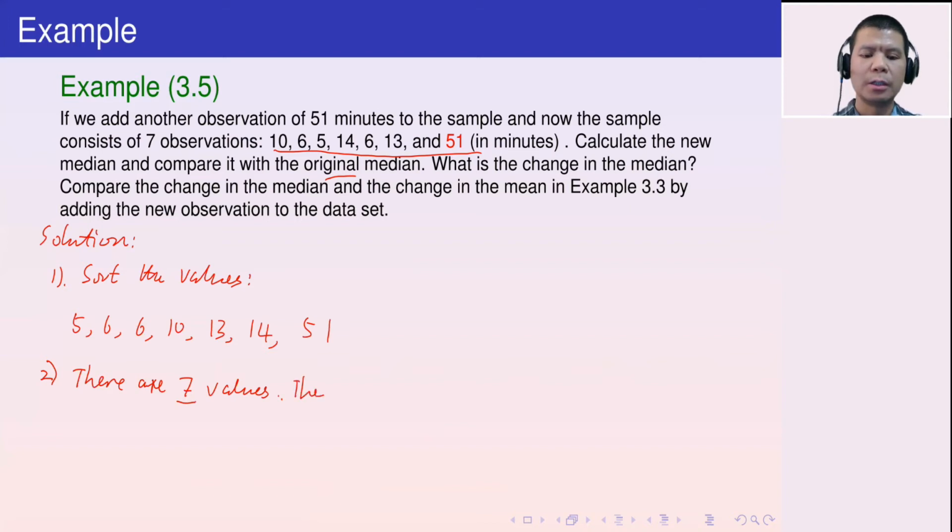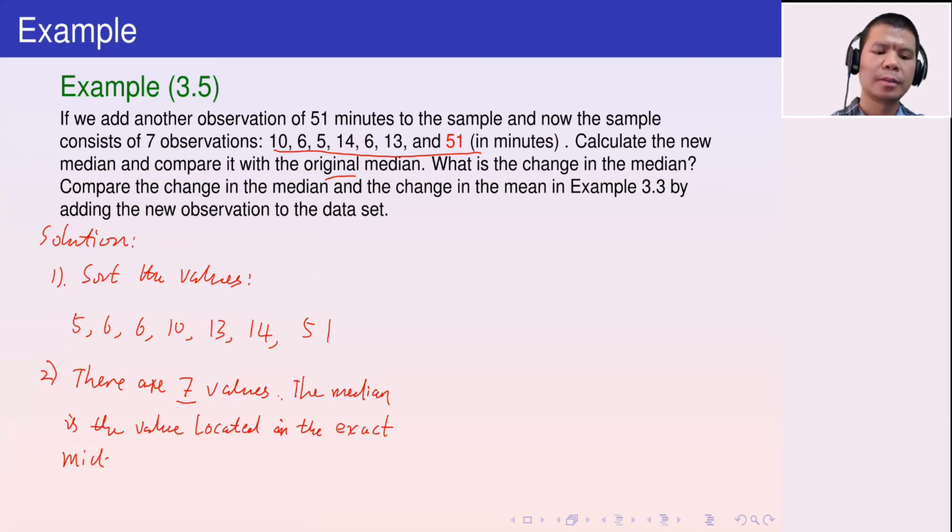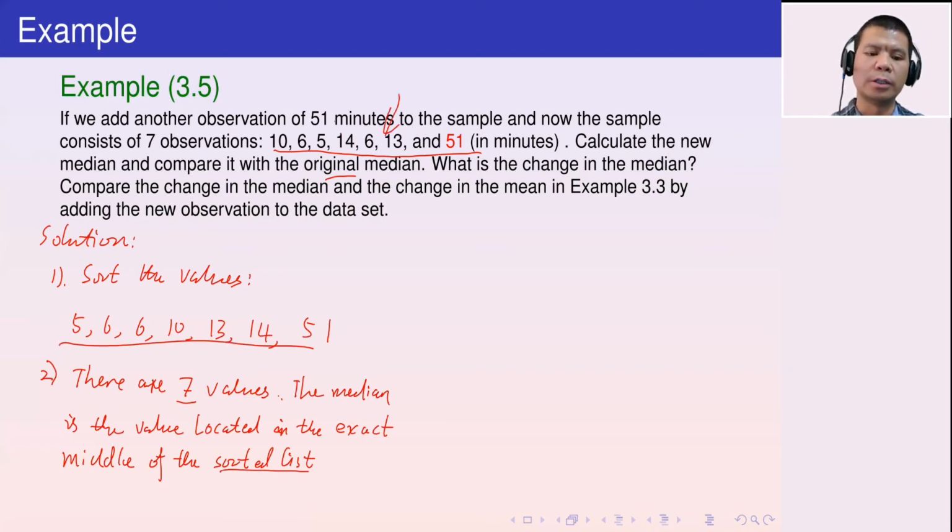The median is the value located in the exact middle of the sorted list. Be careful, it's always the sorted list, not the original one. So for this one, we have 7 values, so the middle one is what? It's just 10, right? There is only one exact middle point, so that is 10.